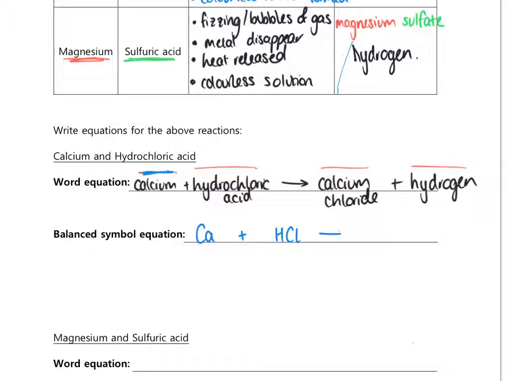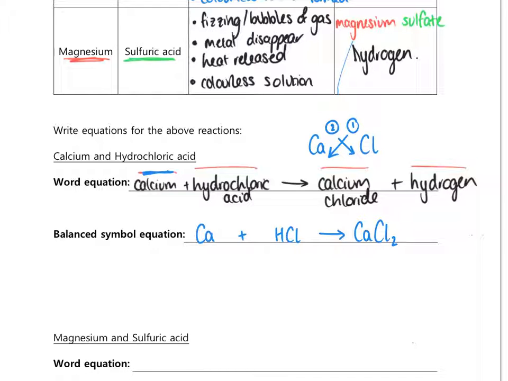Calcium chloride then, it's a compound and I need to do swap and drop for it. So I've got calcium and I've got chlorine, so I write those two symbols down. Then I need to write down their valencies, which I get from their group numbers in this case. Calcium is group 2, so its valency is 2. Chlorine is group 7, so its valency is 1. Then when I swap and drop, you can see that my formula is going to be CaCl2.